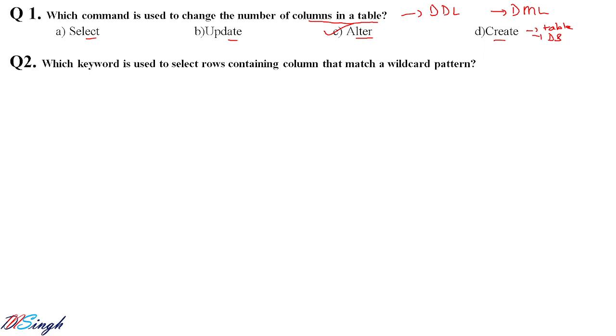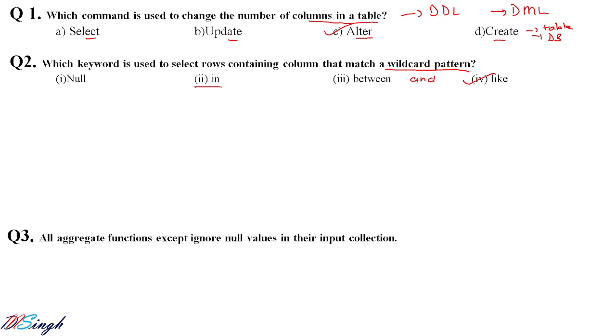Which keyword is used to select rows containing columns that match a wildcard pattern? So for matching a wildcard pattern or pattern matching purpose in SQL, we have a particular keyword called LIKE. So that should be the answer in that case. So here you have this fourth one as an answer. Between is used to specify range, between and end. IN is used to check for membership. Null is a literal in SQL that denotes that a value is not present. Null and zero are not equal.